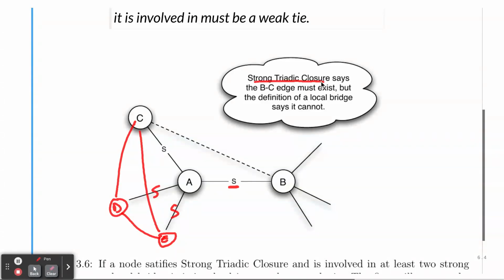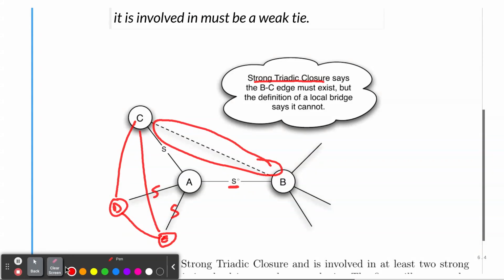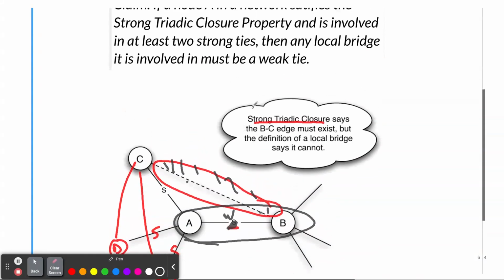And our strong triadic closure property says that this edge has to exist because A has a strong edge to both C and B. So if A does satisfy strong triadic closure, then the CB edge must exist. However, if we say that this connection, instead of being strong, is weak, then this edge does not need to exist, and therefore it's possible for AB to be a local bridge. So that's just what this property said.